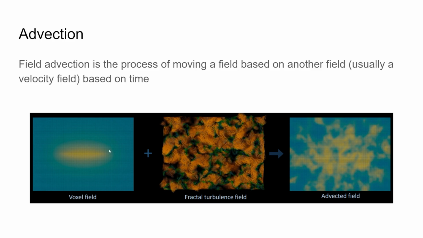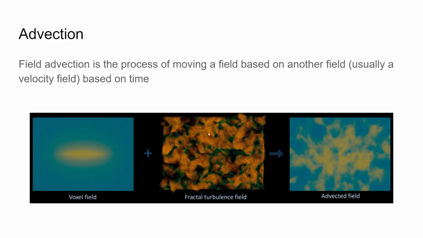If I advect the voxel field based on the turbulence field, for a set amount of time, I get an advected field. I'm basically moving each individual voxel based on this field for a set amount of time, and that will transpose all the points. It'll move them around based on the turbulence field. This can be very useful for creating natural phenomena, like tornadoes, clouds, water, that type of thing.